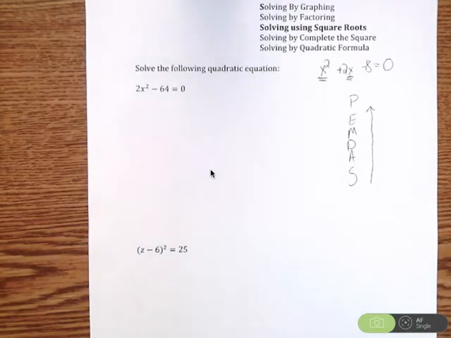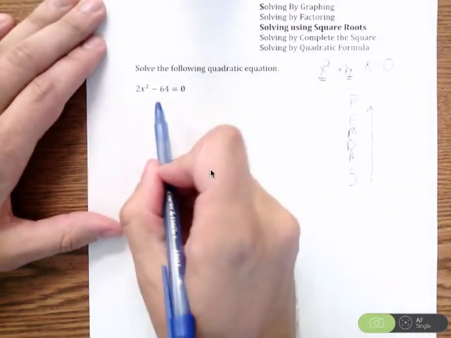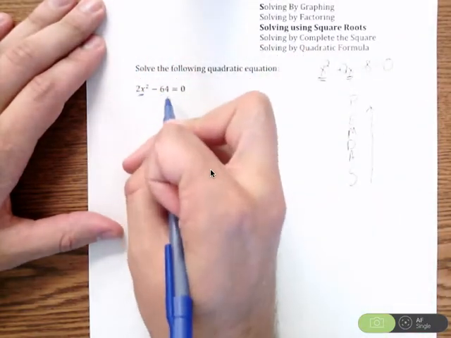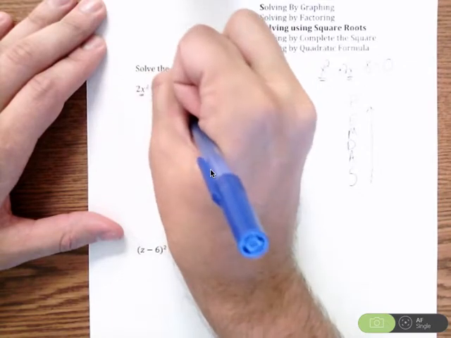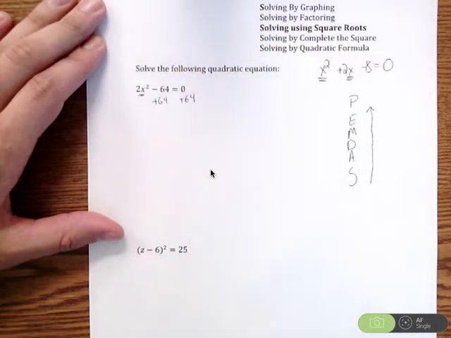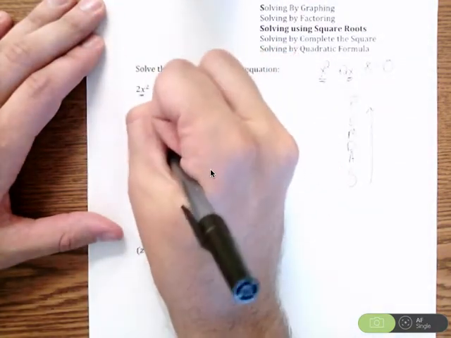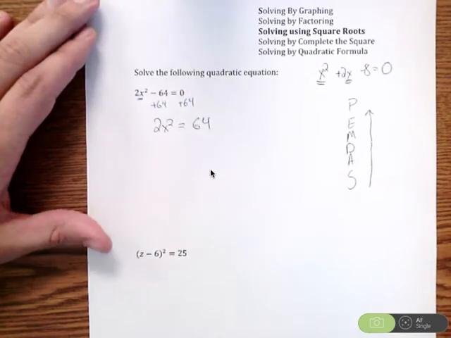In this first problem, I have 2x squared minus 64 equals 0. Trying to get this x all by itself, the first thing I'm going to do is get rid of this 64 and move it to the other side. So I'm going to add 64 to both sides. That's going to leave us with 2x squared equals 64.